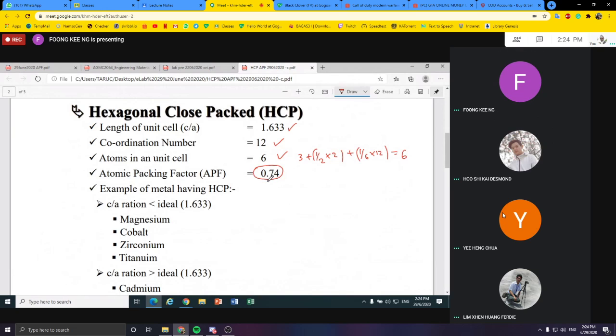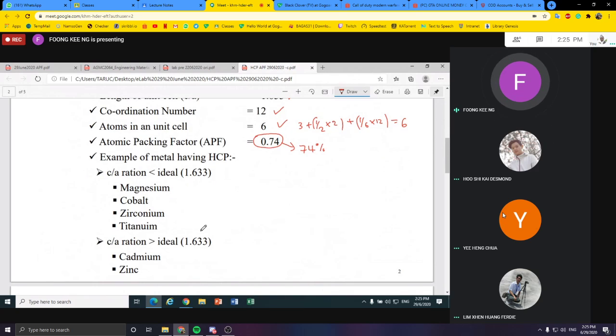0.74, which is only in fraction. In percentage it will be 74%. Now, in your write-up, you also have to tell me an example of HCP, an example of FCC, an example of BCC, an example of SC. That's how you go further in your write-up. Follow or not? Yes.